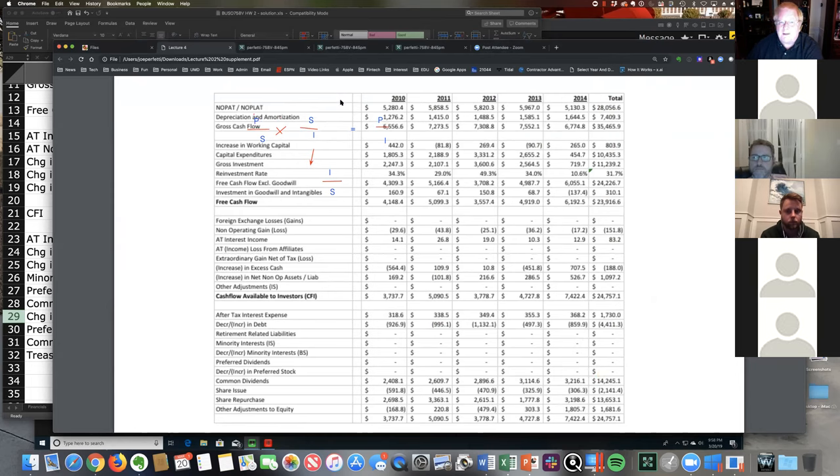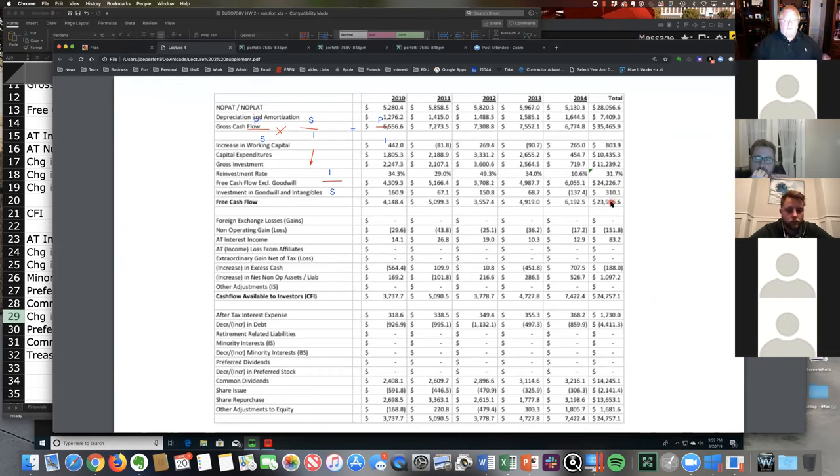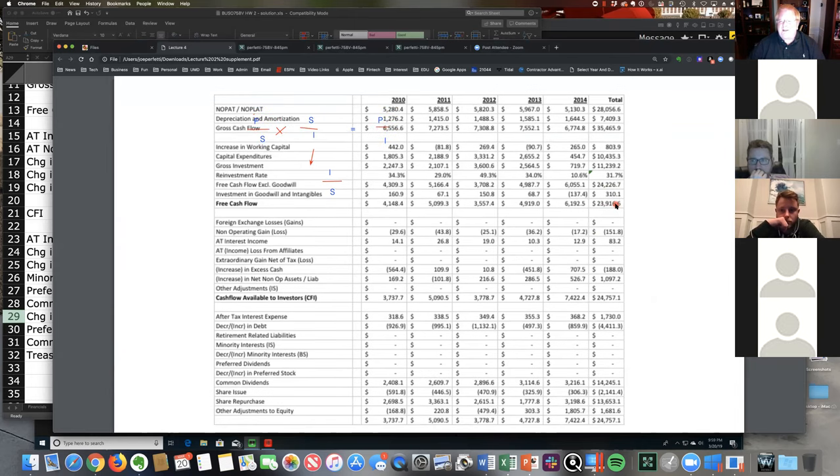Okay? So for this period for McDonald's, gross cash flow was $35.5 billion, $35,465 million, and gross investment of $24,226.7 million before acquisitions led to free cash flow of $23.9 billion. So you start here at the 23.9. Over 5 years, McDonald's made almost $24 billion worth of free cash flow. Because it's positive, the purpose of your analysis is, where did they spend the money?